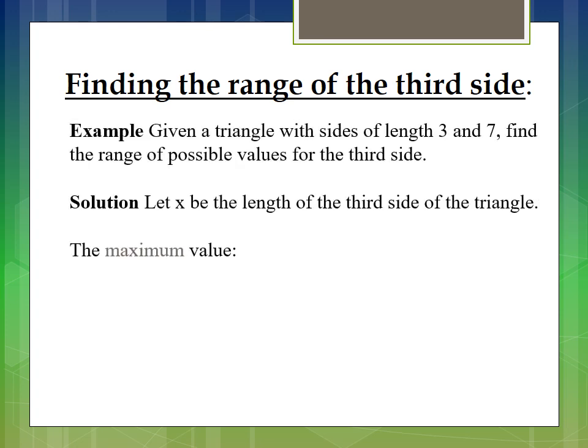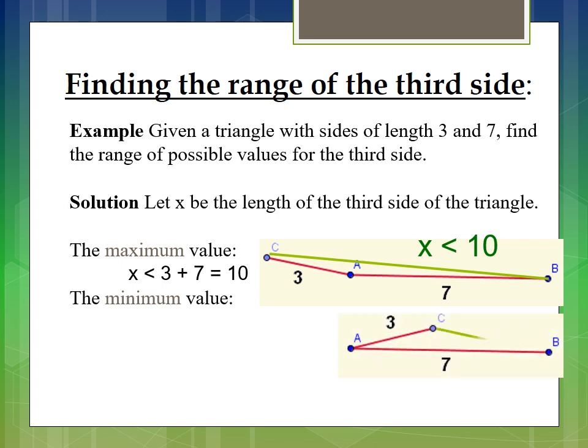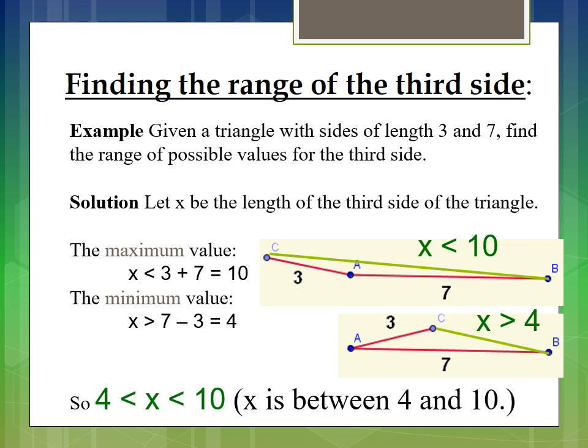Example: given a triangle with side lengths of 3 and 7, find the range of possible values for the third side. Let x be the length of the third side of the triangle. Here CB is the third side. If x is the length of the third side, then what would be the maximum value, and what will be the minimum value? We can say that 4 is less than x, which is less than 10. That means x is between 4 and 10.